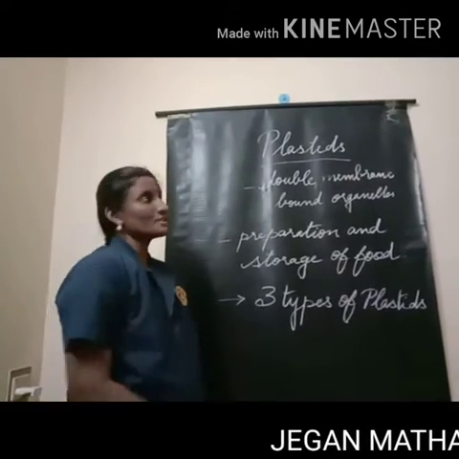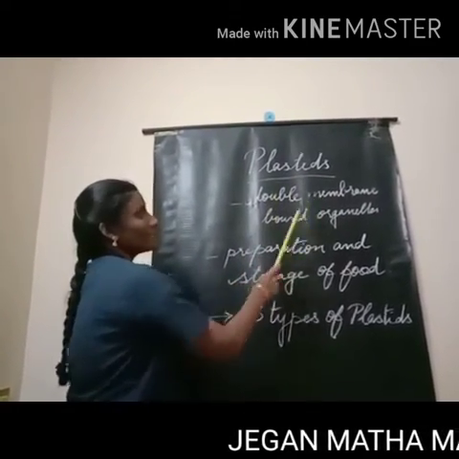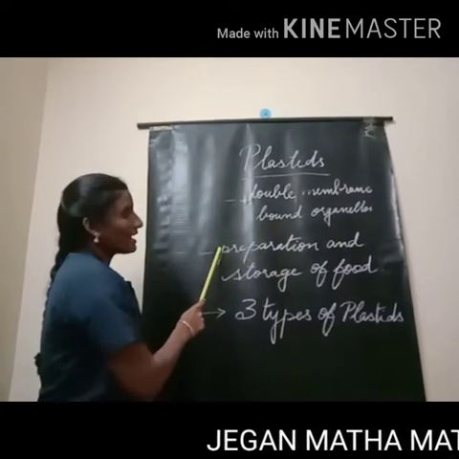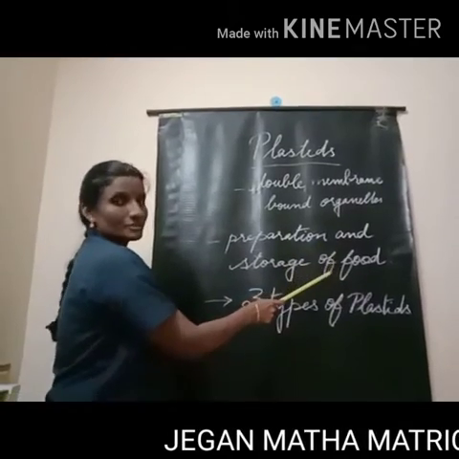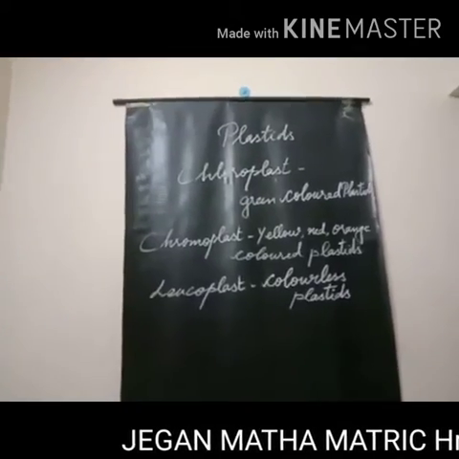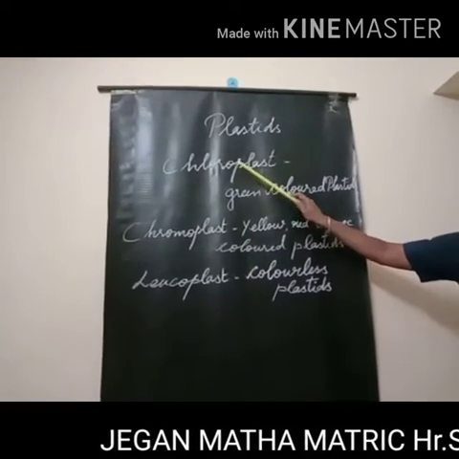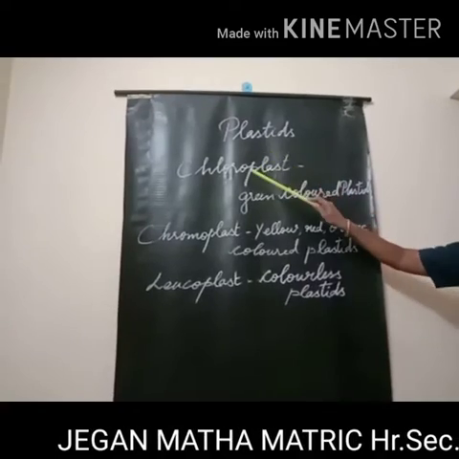Today we are going to see about plastids. Plastids are double membrane bound organelles. They are responsible for preparation and storage of food. There are three types of plastids: chloroplast, chromoplast and leucoplast.